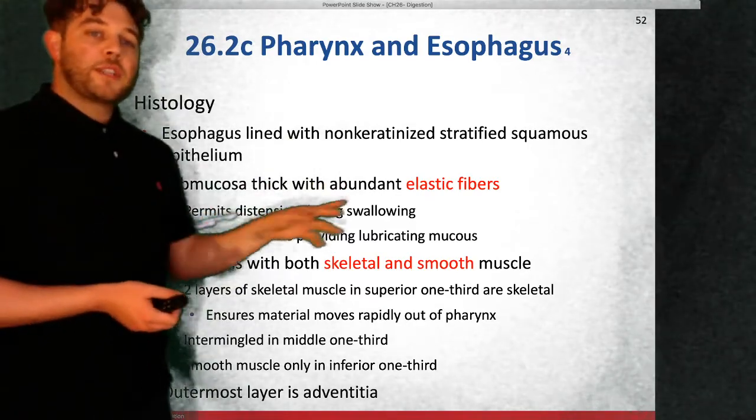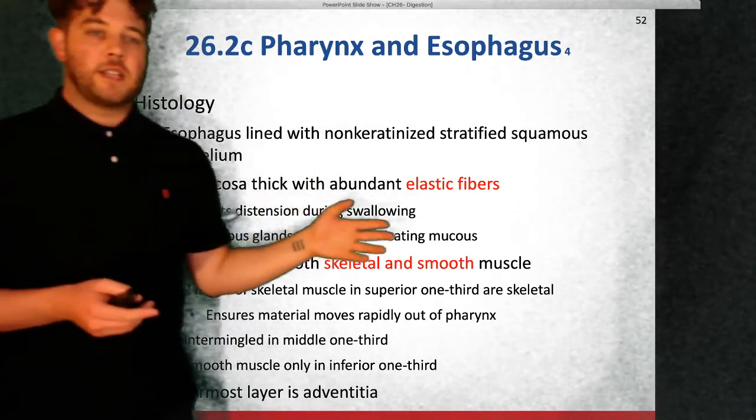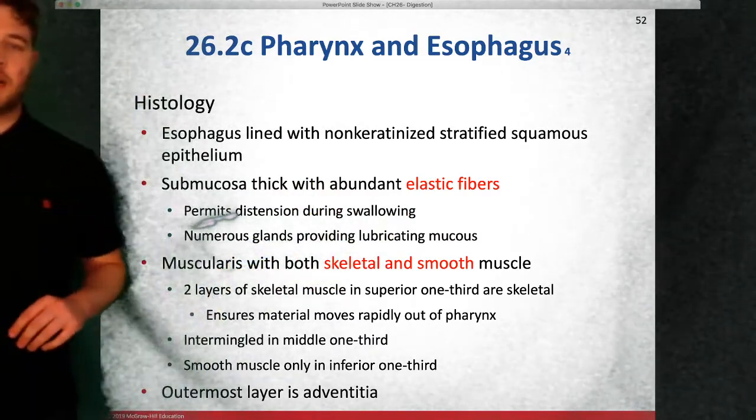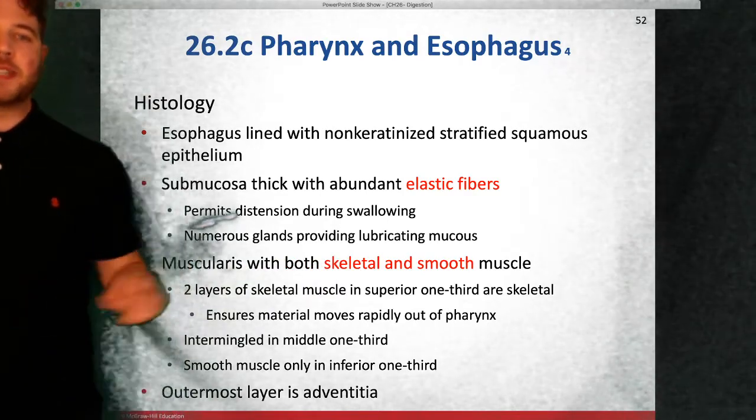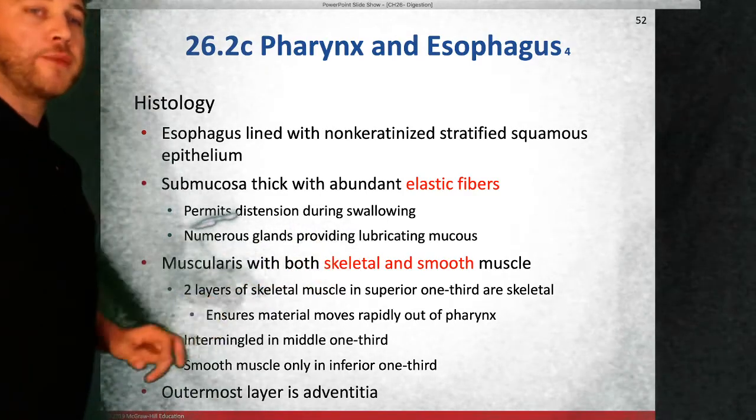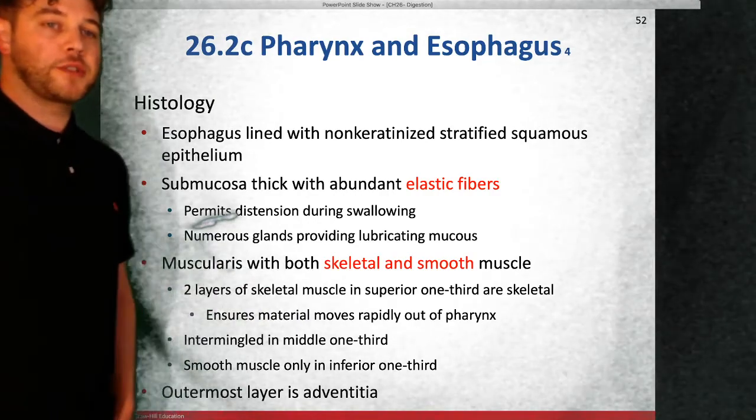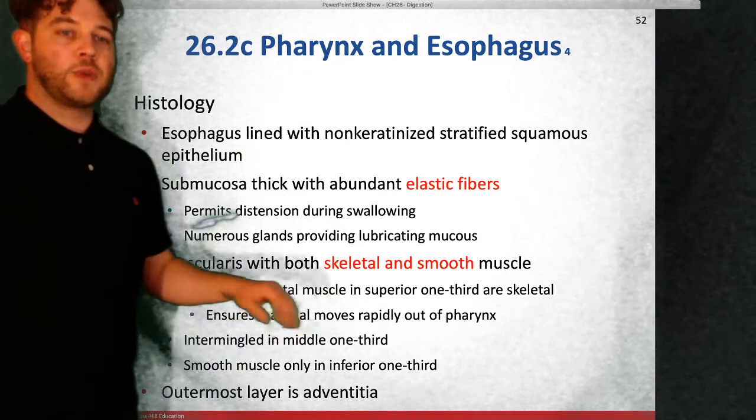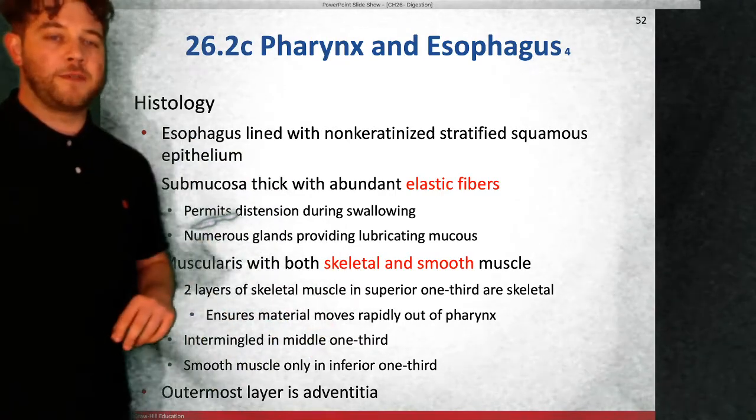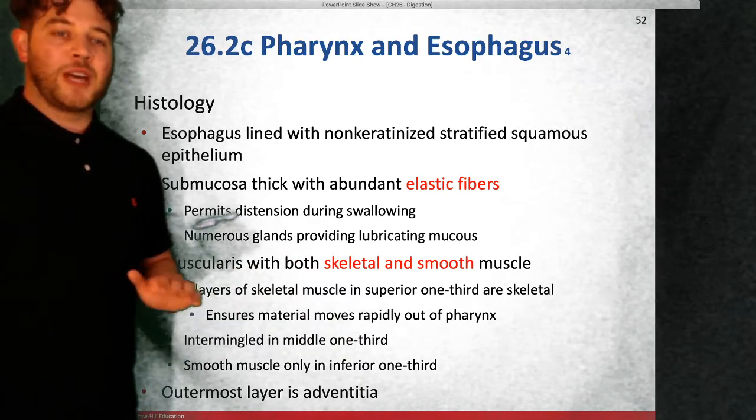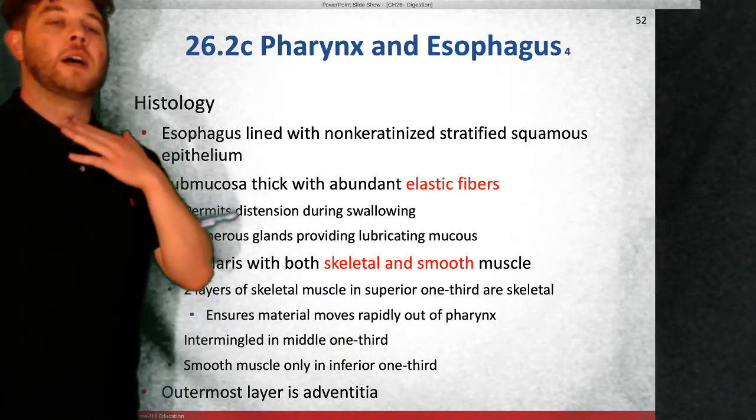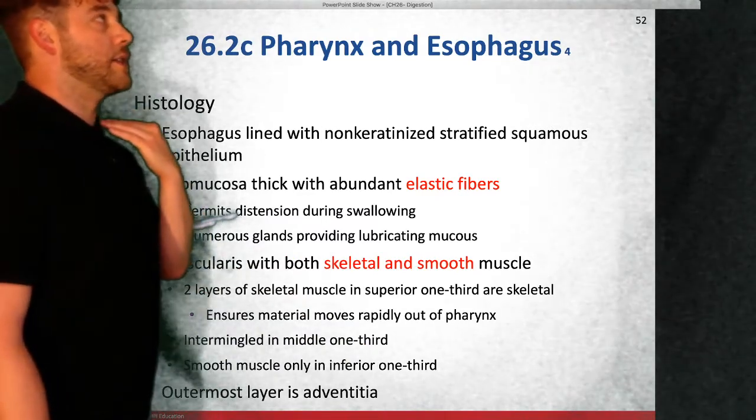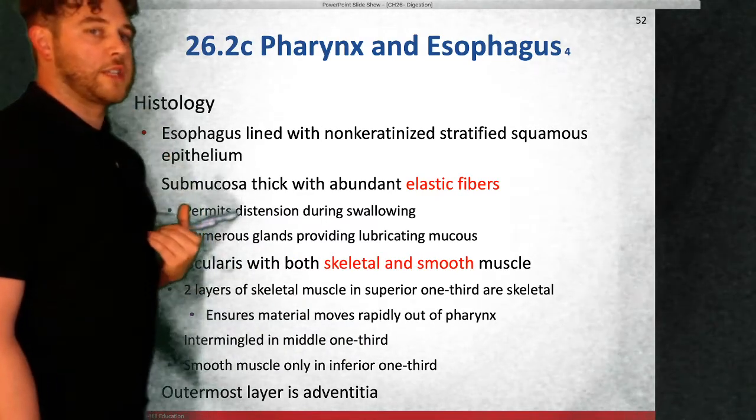You have a submucosa with abundant elastic fibers that permits distension during swallowing, as well as numerous glands providing lubricating mucus. The muscularis has both skeletal and smooth muscle. Two layers of skeletal muscle in the superior third are skeletal, ensuring material moves rapidly out of the pharynx. Intermingled in the middle third, and smooth muscle only in the inferior third. So you have kind of this mixture. It's all skeletal, and then it's going to be a mix, and then it's going to be just smooth.